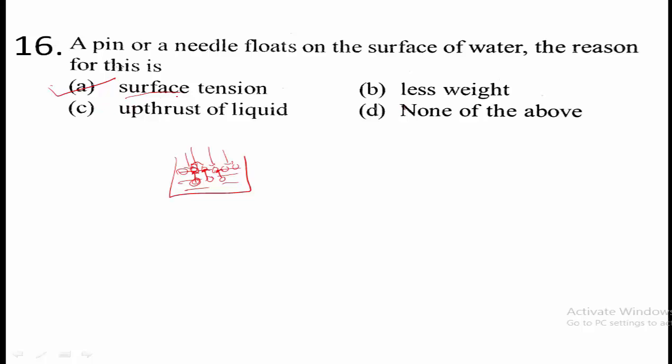If it is very heavy it will not float, only a needle or leaves. When you consider such kinds of things, they will float on the surface. Area and volume will also matter. How much volume there is and how much area there is, the floating on the surface depends on that. So here just remember this is due to surface tension. So option A is the right answer.